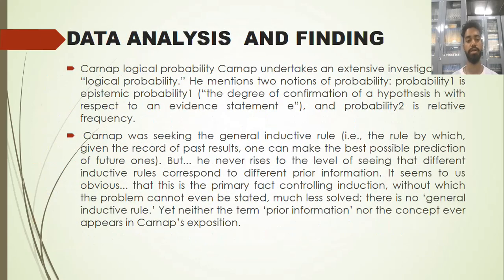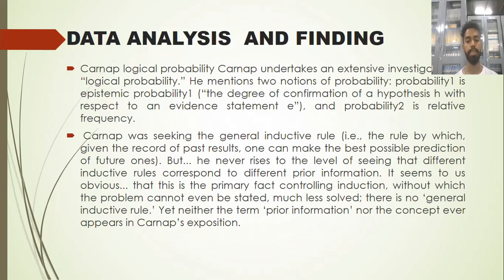Data analysis and finding. In data analysis and finding, we have Carnap logical probability. Carnap undertakes an extensive investigation of logical probability. He mentions two notions of probability. Probability 1 is epistemic probability, where we see the degree of confirmation of a hypothesis H with respect to an evidence statement E, and probability 2 is a relative frequency.